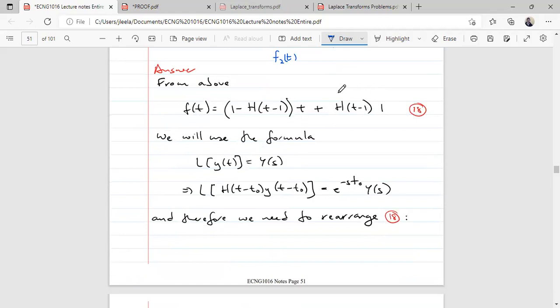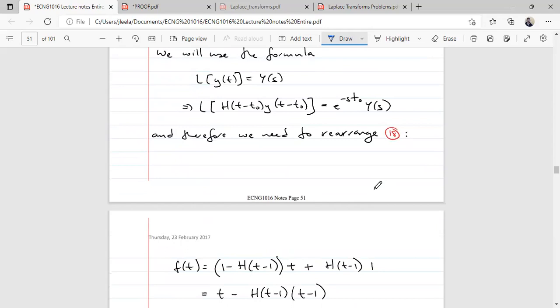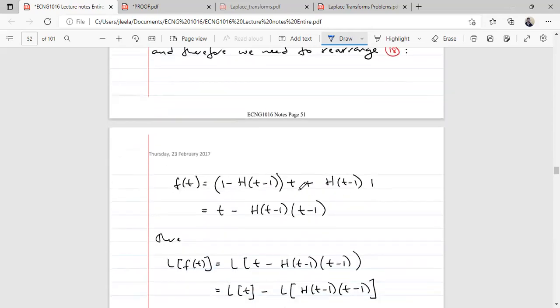So, of course, for this equation 18, we could use the Laplace of the Heaviside, this definition here, this theorem rather: the Laplace of h(t - t0) times the function y(t - t0) is equal to e to the minus s t0 times Y(s). So let's rearrange it here.